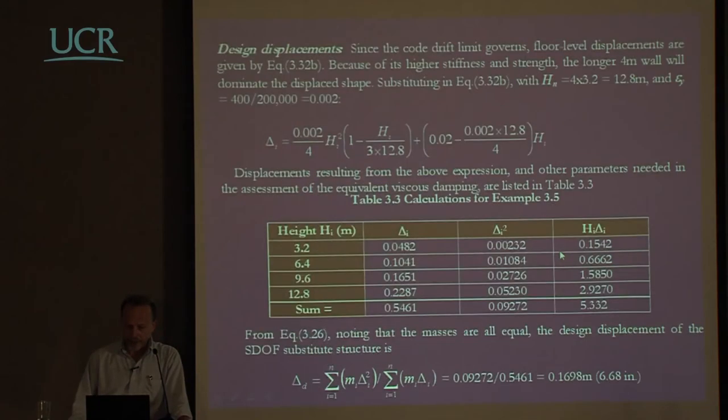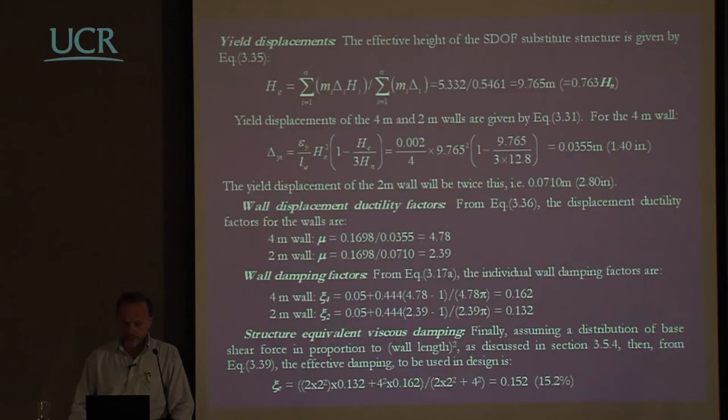So now coming here again, you have the displacement at each one of the heights, the displacement squared, and the displacement multiplied by the height. So now the design displacement: the general equation to go from a multi-degree of freedom structure to a single degree of freedom structure is one of those equations I was showing a minute ago, which is the sum of the mass times the displacement squared divided by the sum of the mass multiplied by the displacement. What you obtain is that the design displacement will be approximately 17 centimeters.